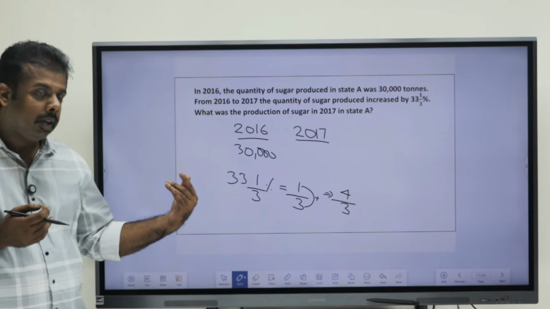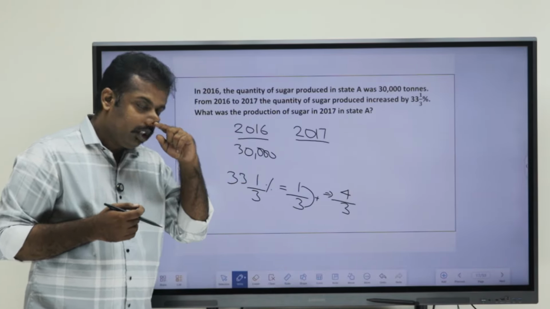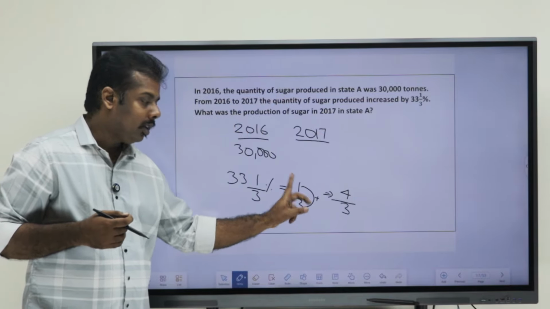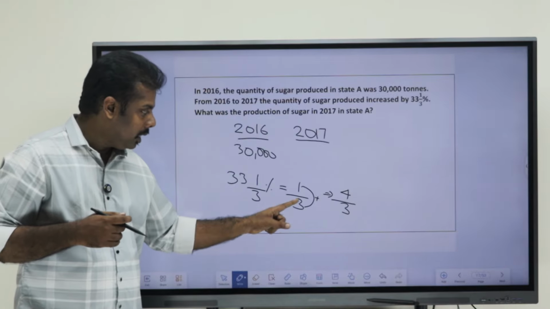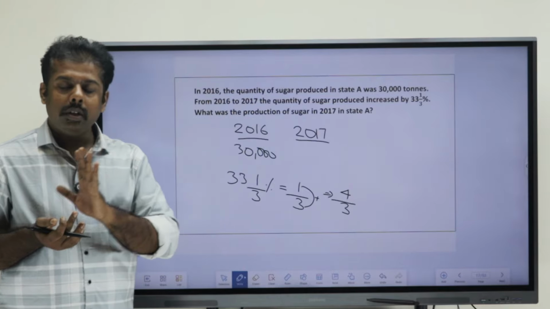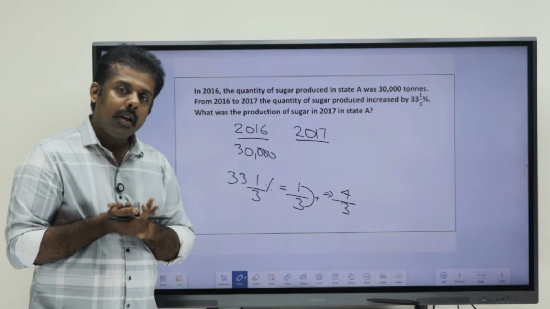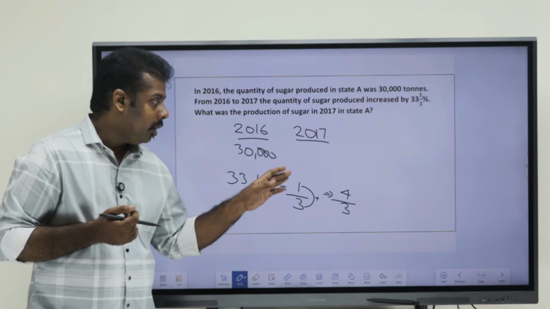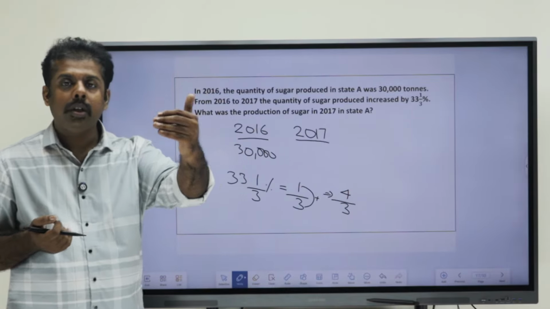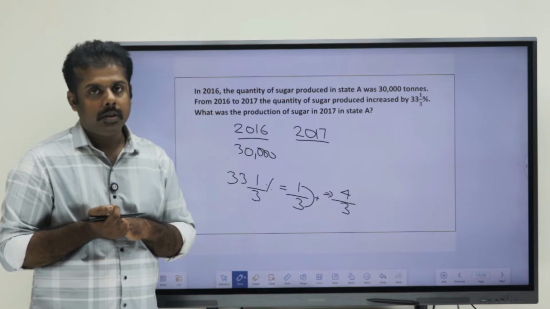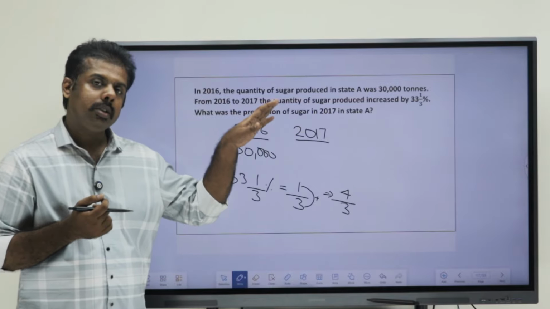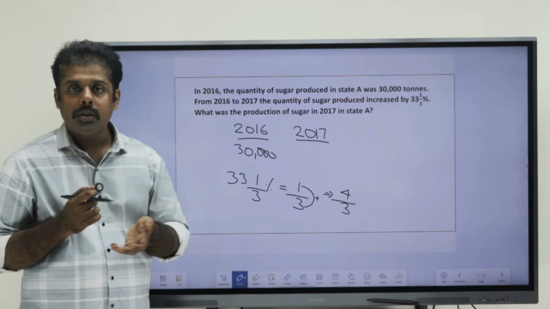We are just going to repeat it once again. What we saw here, 33 1 by 3 percentage, the production has increased. So, like I said, 1/3 is a fraction. Increase basically means just add the numerator and denominator part and place that value in the numerator part. Denominator remains the same. So, here we can say that the production in 2017 has to be 4/3 of the initial production. So, in this question we can say 2017's production has to be 4/3 of 2016's production.